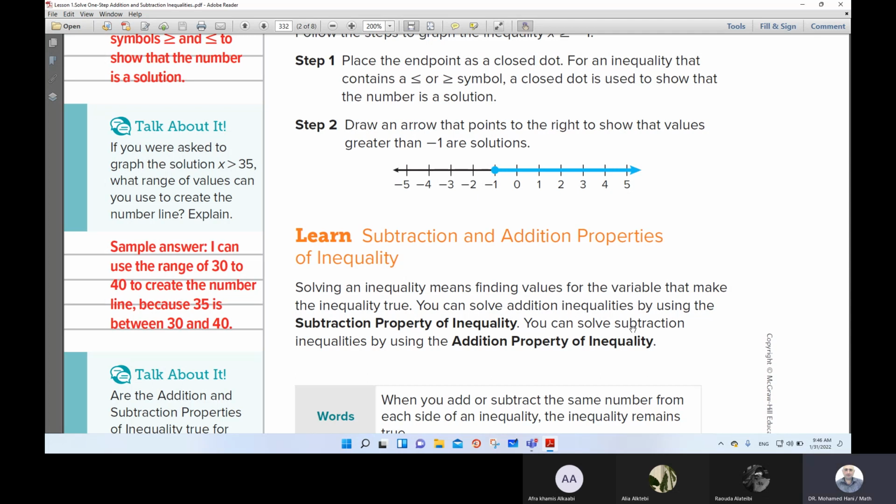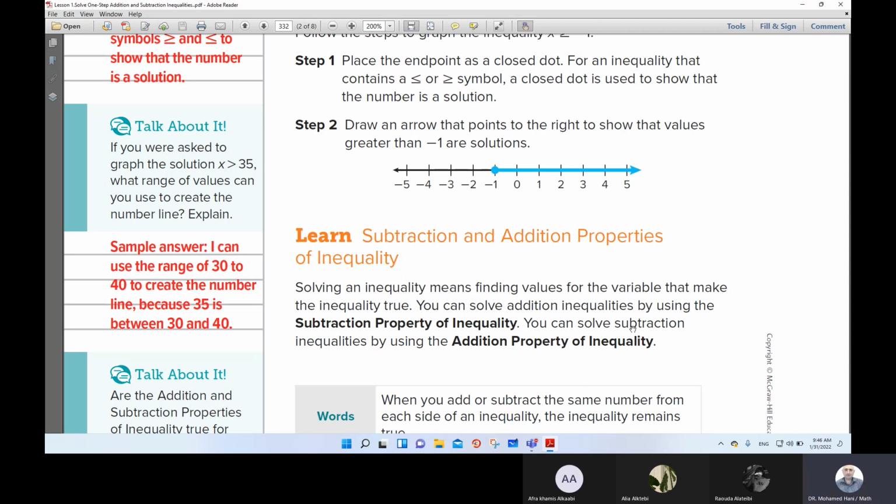And when you have x greater than 1, how to graph this inequality? The first step, draw the number line. This is 0. Represent 1. This is 1 here.